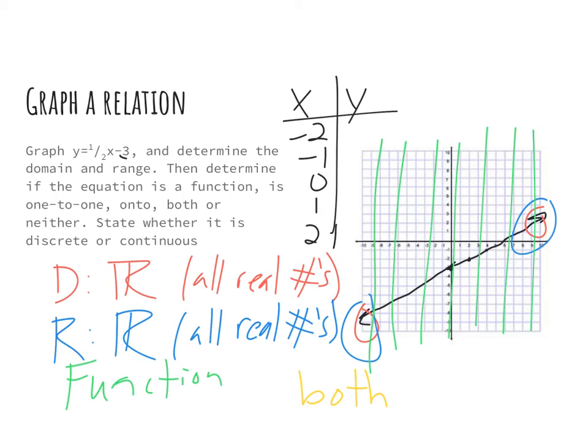And the last part, discrete or continuous. Hey, it's a straight line. If I drew it with my pencil, I wouldn't have to pick it up. So I would say that this is continuous.